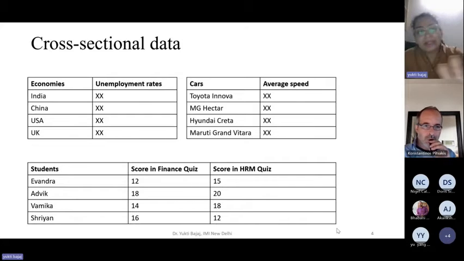Moving ahead with the next type that we have. This is just an example. If you look at the first table that we have, I have certain economies, India, China, USA, UK, and one variable, the data that I'm collecting is, say, unemployment rates of these countries. So this kind of data is cross-sectional data because this is going to be just one year and this data is collected.